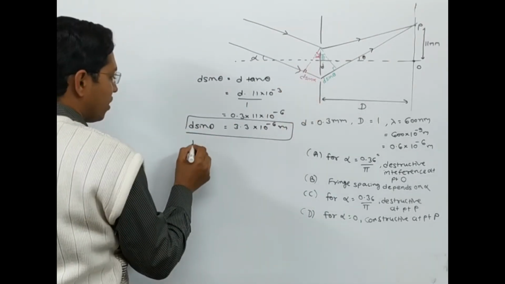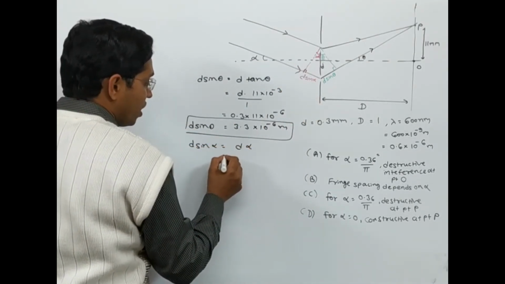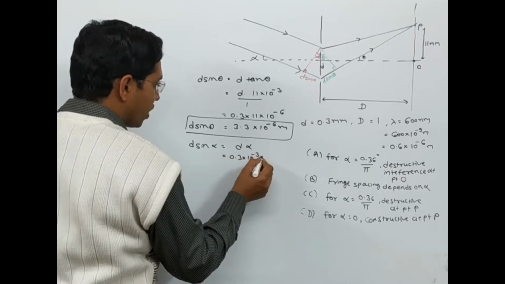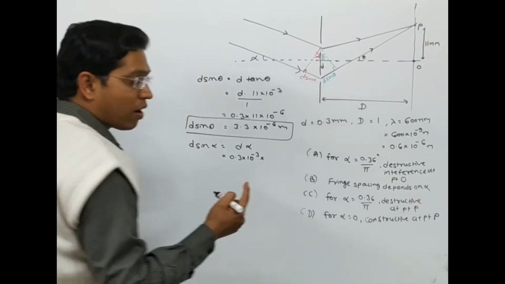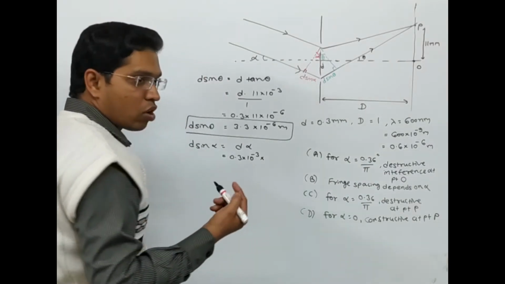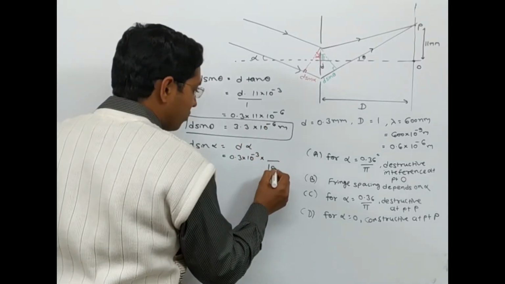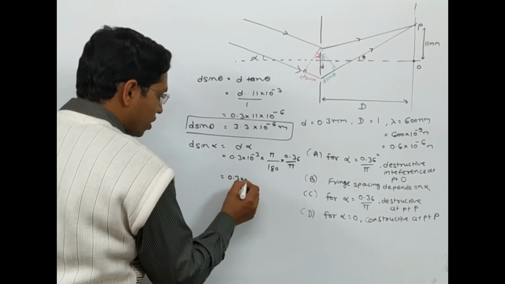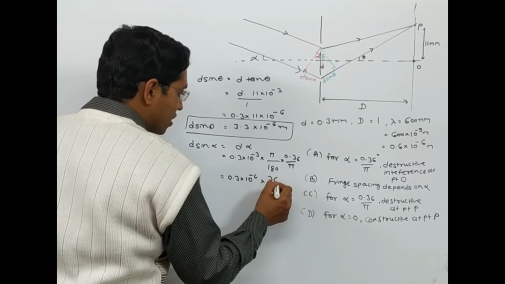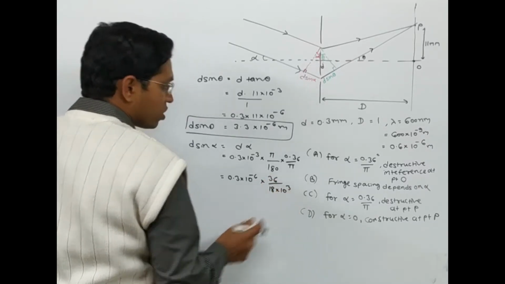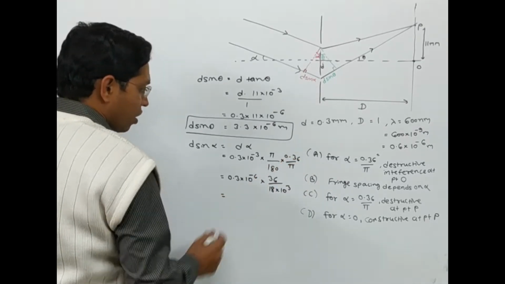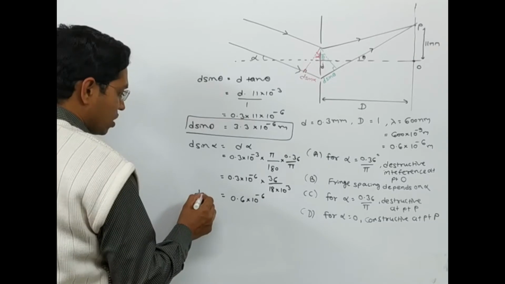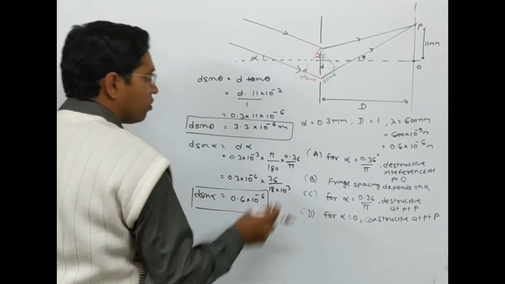Now if you try to find this d sin alpha, then this d sin alpha will almost be equal to d alpha for small alpha. Now for alpha equal to this, I'll substitute d as 0.3 into 10 raised to minus 3, and for alpha equal to 0.36 by pi degree, I'll have to convert it into radian. How do you normally convert it into radian? For 180 degree, it is pi radian. So for 0.36 upon pi, these many radian. So it turns out to be 0.3 into 10 raised to minus 3 into 36 upon 18 into 10 raised to minus 3. I have just done the adjustment for the decimal point. So here 36 by 18 will be 2, so it turns out to be 0.6 into 10 raised to minus 6. So this is the path difference which you are going to get because of the left part.